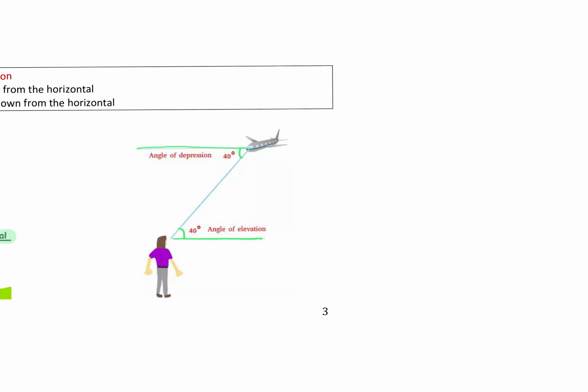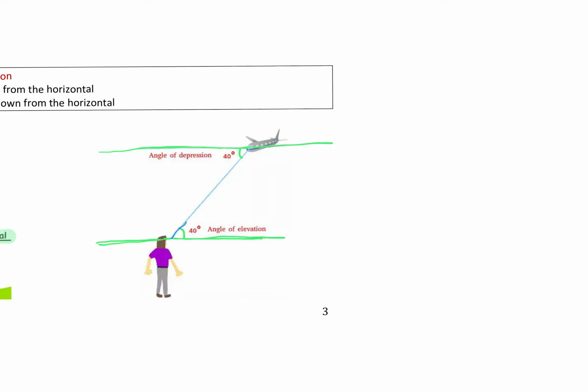Just make sure that you're clear on whether you are going up or going down when you label your angles. Notice in this particular diagram, the angle of depression and the angle of elevation are the same. Going back to some properties in geometry, I'm going to extend this horizontal line for both the plane and the man. So they look like parallel lines.